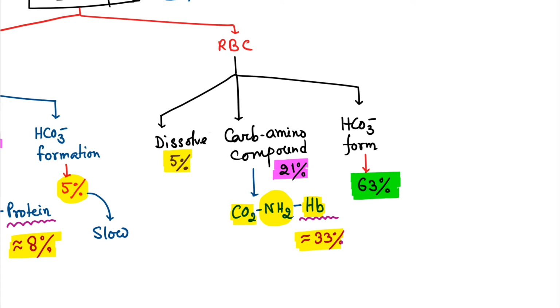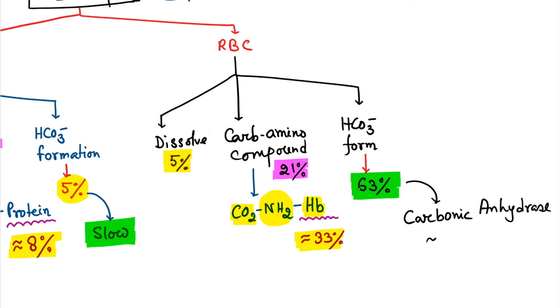Question is why? I told you already, the reaction of bicarbonate formation in the plasma is a very slow reaction, but inside the RBC, the reaction is catalyzed by an enzyme, that is carbonic anhydrase, and due to the presence of this carbonic anhydrase, the reaction becomes approximately 5,000 times faster at the level of RBC, due to which the maximum amount of carbon dioxide transport occurs via this form.